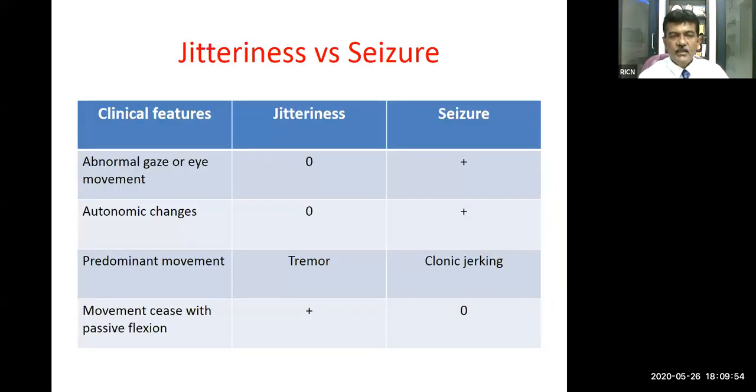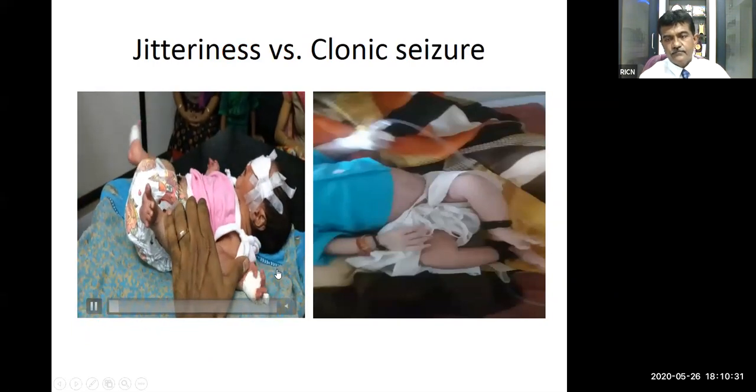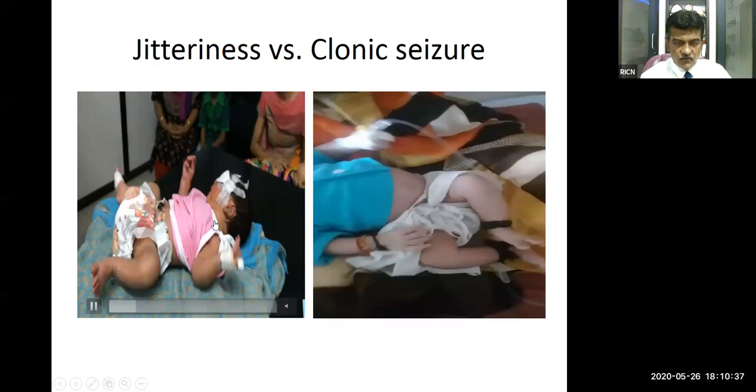This is a common scenario: jitteriness versus seizure. If you see any abnormal eye gaze or eye movement, then it is a seizure. If autonomic changes are associated with the movement, it has to be a seizure. Here the movement in jitteriness is predominantly tremors, and in seizure it is clonic jerking. And if you extend the limb and the movement stops, it is jitteriness, and if it continues, then it is definitely a seizure. This can affect both sides, or sometimes jitteriness can be focal also.